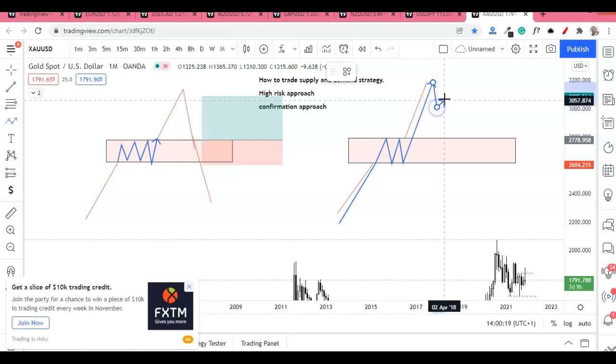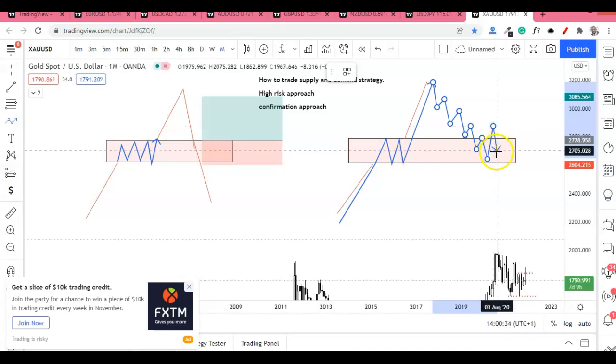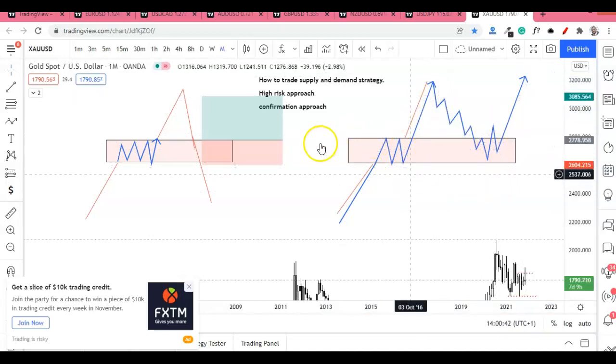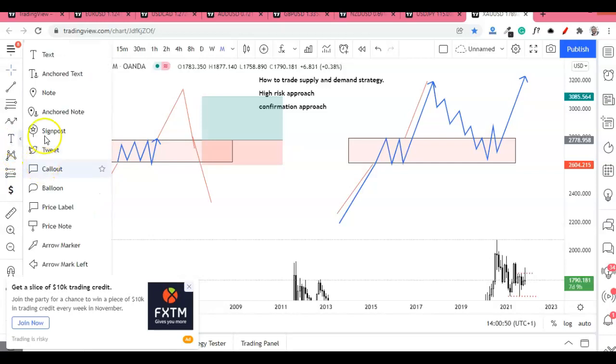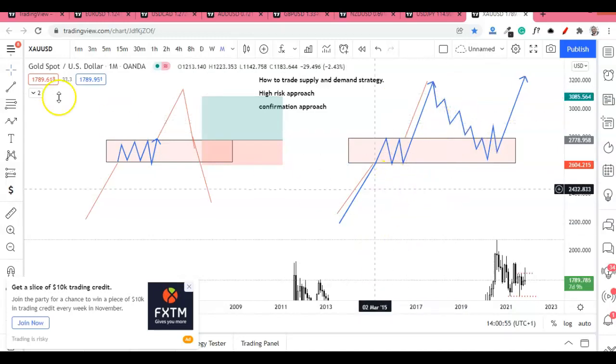We wait for price to come in here this way, into the zone. Okay, then we wait for a break of structure, a return, and a move up. Now let me explain this. When price approaches this point of interest, if this was a one hour chart, we'll move down to the 5 minutes chart.